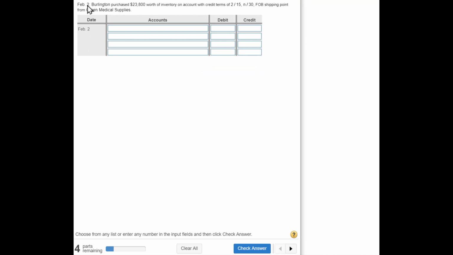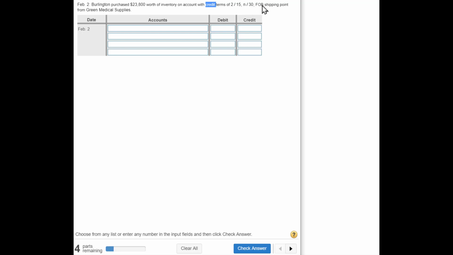So February 2nd. Burlington purchased $23,800 worth of inventory on account with credit terms of 2/15, net 30, FOB shipping point from Green Medical Supplies. So the credit terms, of course, means they will save 2% if they pay within 15 days of February 2nd. Otherwise, the net amount is due within 30 days.